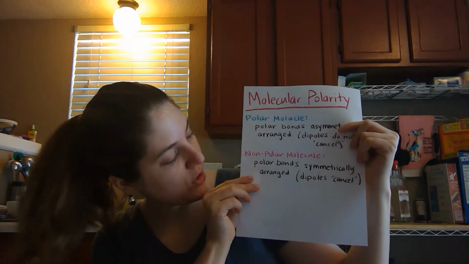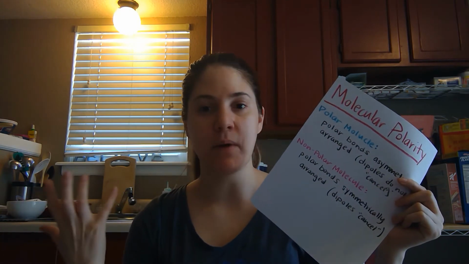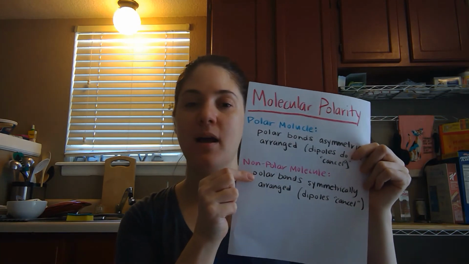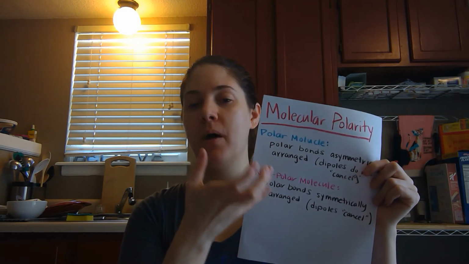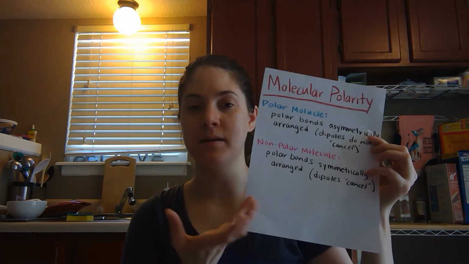To have a nonpolar molecule, you would have either no polar bonds at all, which is kind of obvious. If none of the bonds in a molecule are polar, then the molecule can't be polar. But you can also still have a nonpolar molecule with polar bonds that are symmetrically arranged. So that would be two polar bonds pointing in opposite directions. As one pulls electrons this way, the other one's pulling electrons that way. So they cancel out, which creates a nonpolar molecule overall.